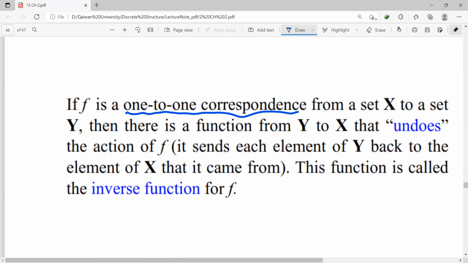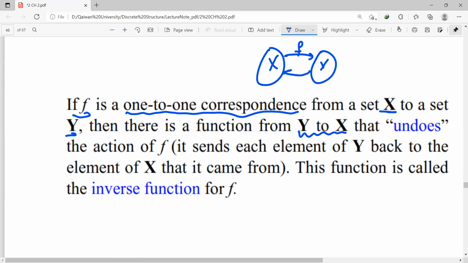And here we say if f is a one-to-one correspondence, meaning f is a bijection function from set x to set y, then there is a function from y to x. Here, if this is x and that's y, f is a function from x to y, and a function from y to x is called f inverse, the inverse function of f.